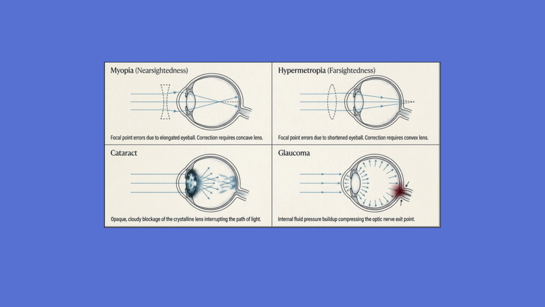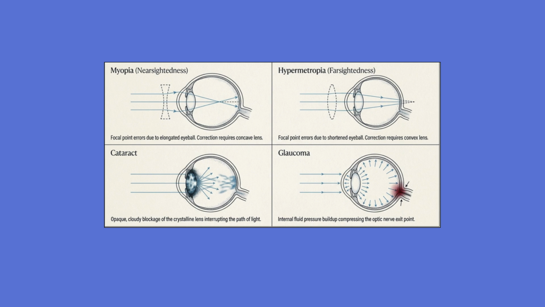appear blurry. Where does the light fall in this? In front of the retina instead of on the retina. So the eyeball is too long and the lens is too curved. We generally use concave lenses to correct it.